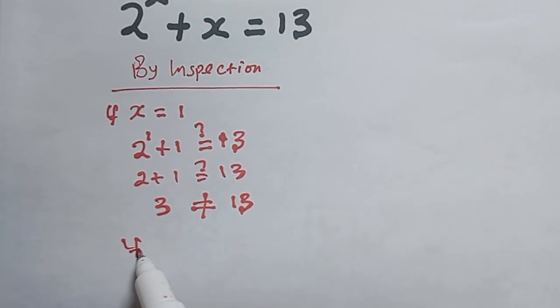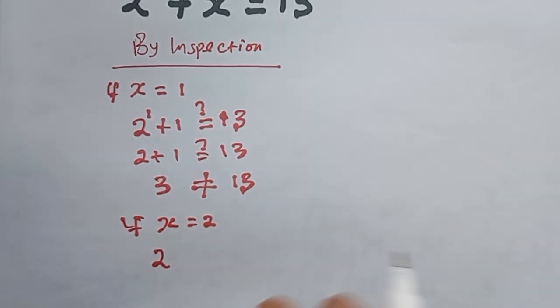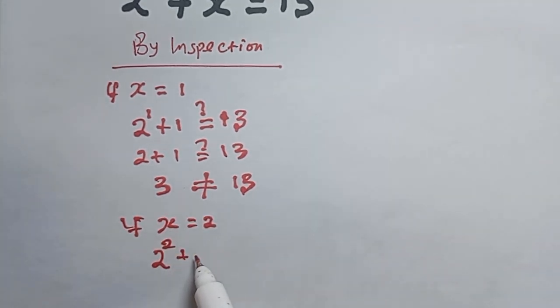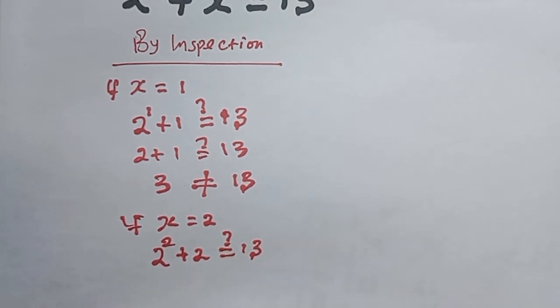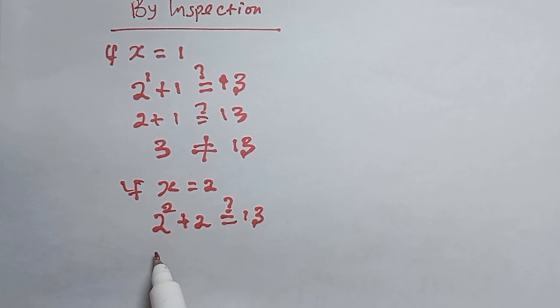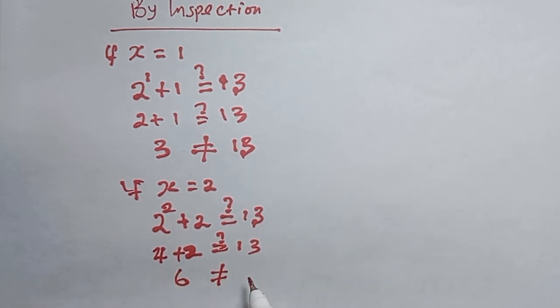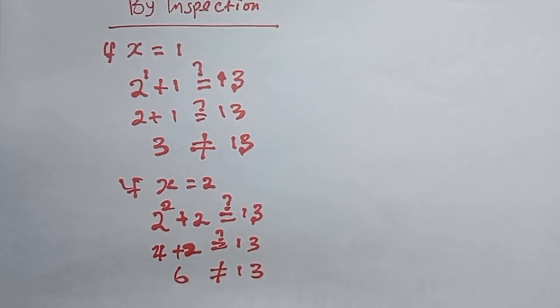So what about if we check x to be equal to 2? What are we going to be having? So we have 2 power 2 plus 2, and then we want to find out whether this will be equal to 13, which of course when you go further, this is 4 plus 2. Is this equal to 13? And obviously this is 6, which is not equal to 13.